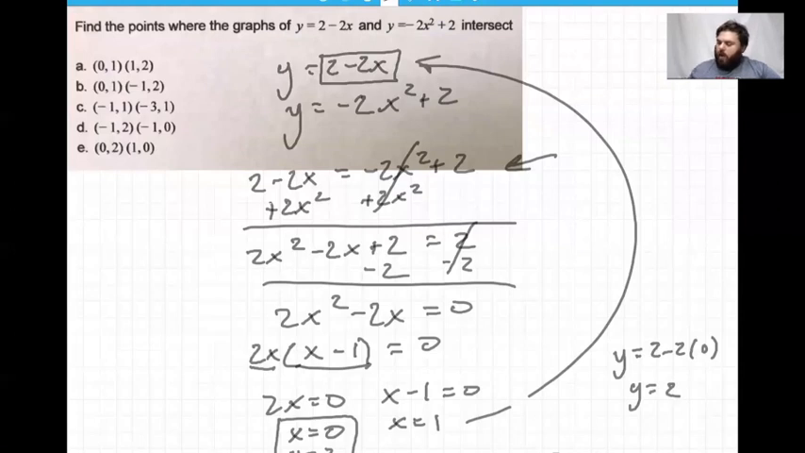When I plug in x equals 1, I get y is equal to 0. Okay, and again, that's because I have y is equal to 2 minus 2 times 1. 2 times 1 is 2. 2 minus 2 is 0. So the y value is 0.